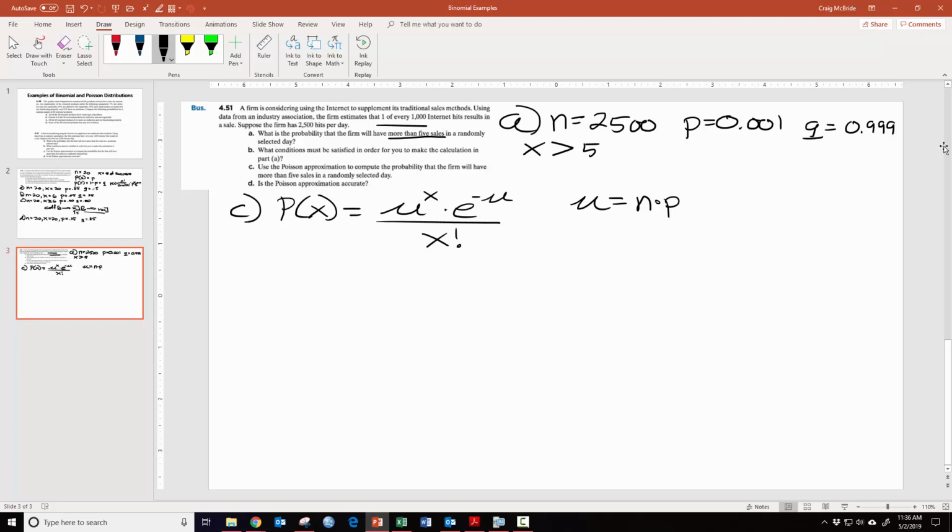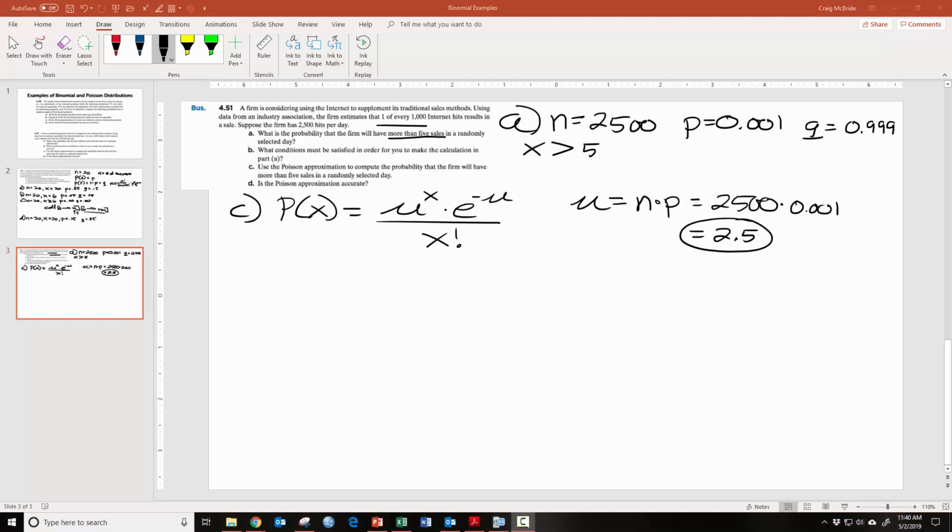So in the case of this one, it's 2,500, right, times 0.001, and this equals 2.5. So that means if they get 2,500 hits per day, that's their time interval, then on average, they should expect to get 2.5 sales per day. Hopefully they're making a lot of money on those sales, because 2.5 sales per day is probably not going to keep the lights on, but that's what they're getting.